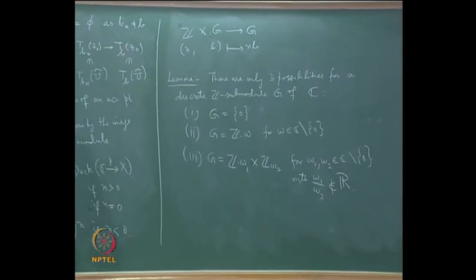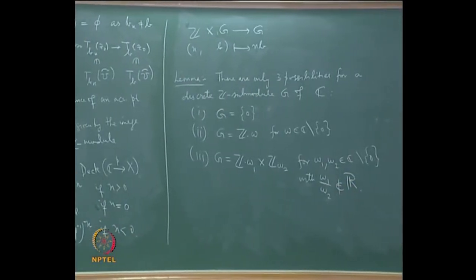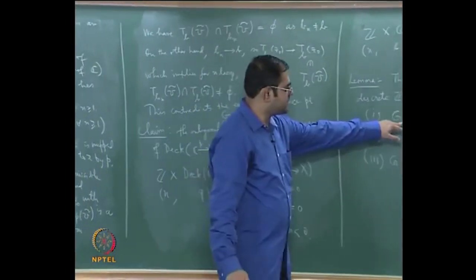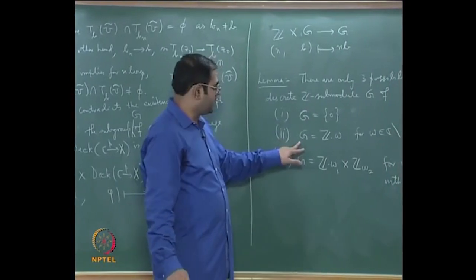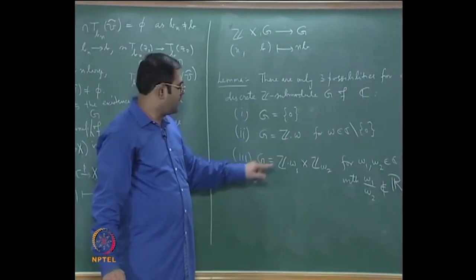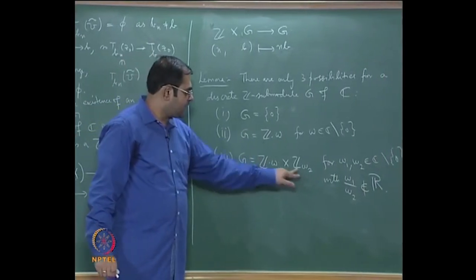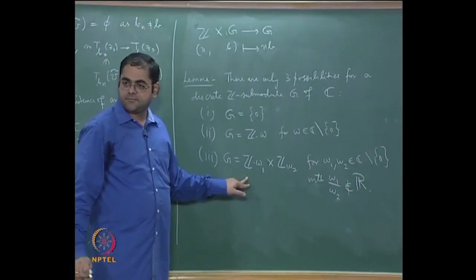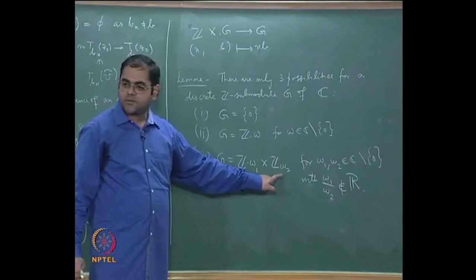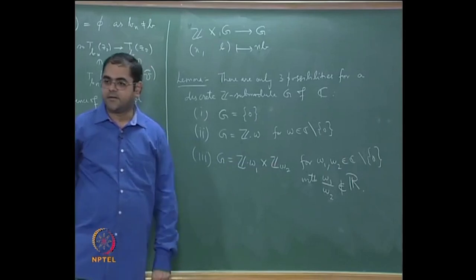These are the only 3 possibilities. Either G is just 0, or it is integer multiples of a single non-zero complex number, or it is an integer linear combination of two non-zero complex numbers with non-real ratio.